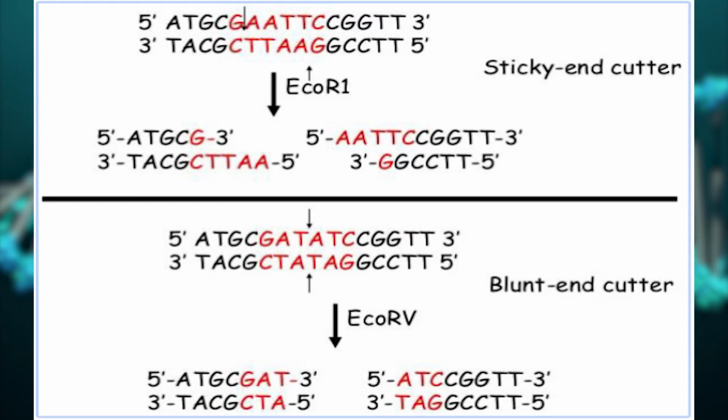Then in the second half of the figure we can see EcoRV was the enzyme, and the cut was produced uniformly at the same site for both the strands, that is for the 5' to 3' as well as the 3' to 5' strand of the DNA. So, there are no overhangs; blunt ends are being produced.